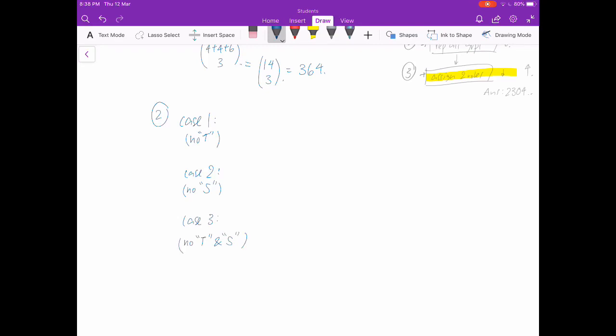Okay, notice that there are 3 cases, not 2, because no T could have 1 S or it could have no S. And likewise, S could have a T or no T. So we would like to consider both, and this is something like the Venn diagram here. Okay, we have no T, no S. We have an additional intersection, which is no T and no S. We need to minus. Okay, so let's do a recollection here.